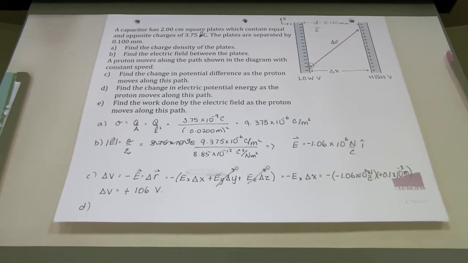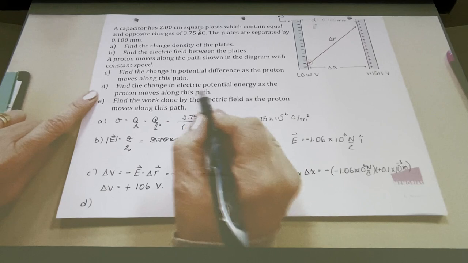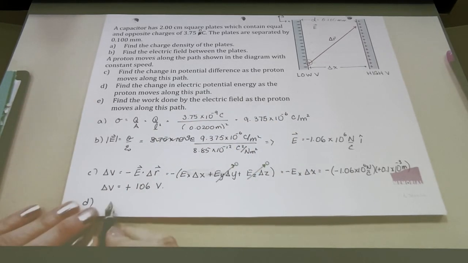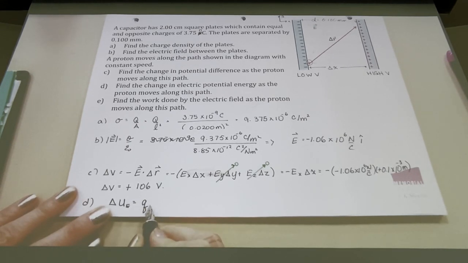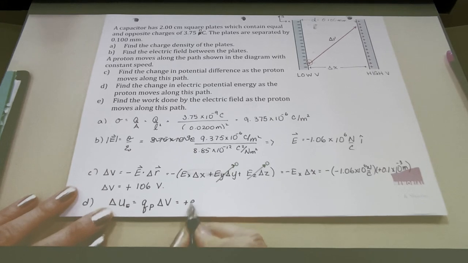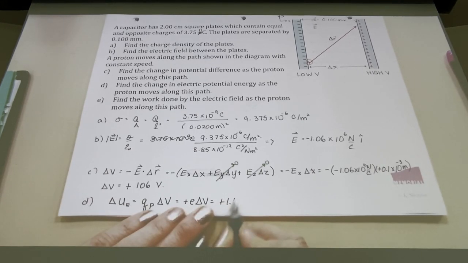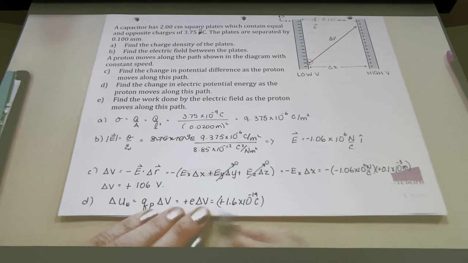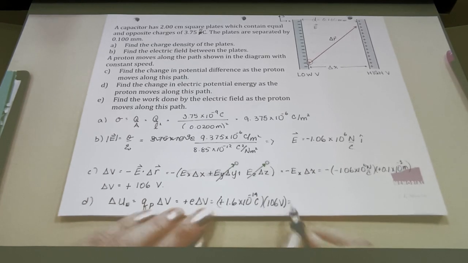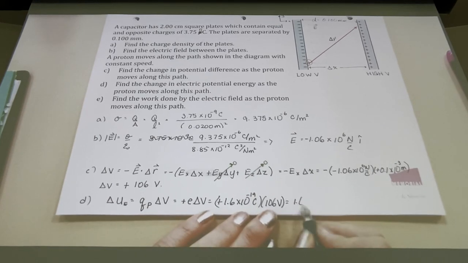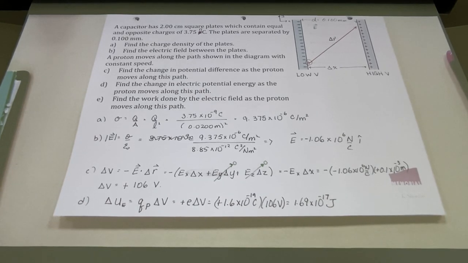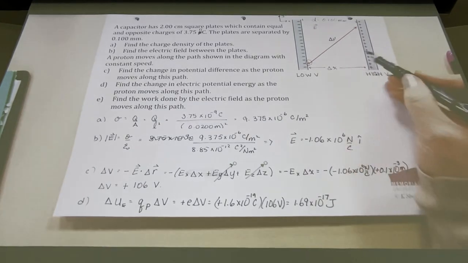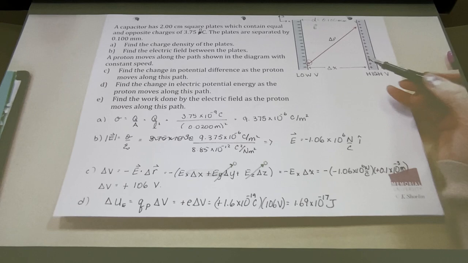Good so far? All right, part D. Find the change in electric potential energy as our proton moves. Here's where we remember delta U. Change in electric potential energy is the charge that's moving around in the potential times the change in potential through which it moves. So that's plus e times delta V: plus 1.6 times 10 to the minus 19 coulombs times 106 volts gives us 1.69 times 10 to the minus 17 joules. So the electric potential energy increases because we've taken our positive charge and pushed it towards the positive plate. We've put it into an area with more potential energy.